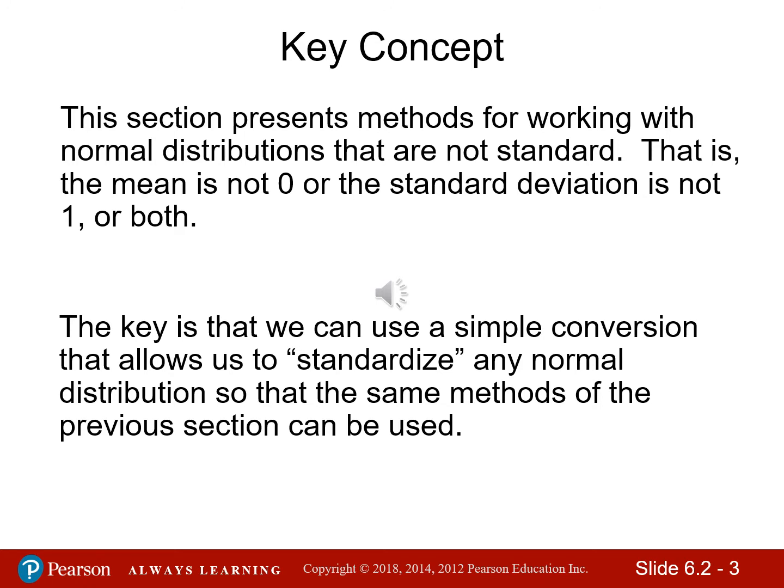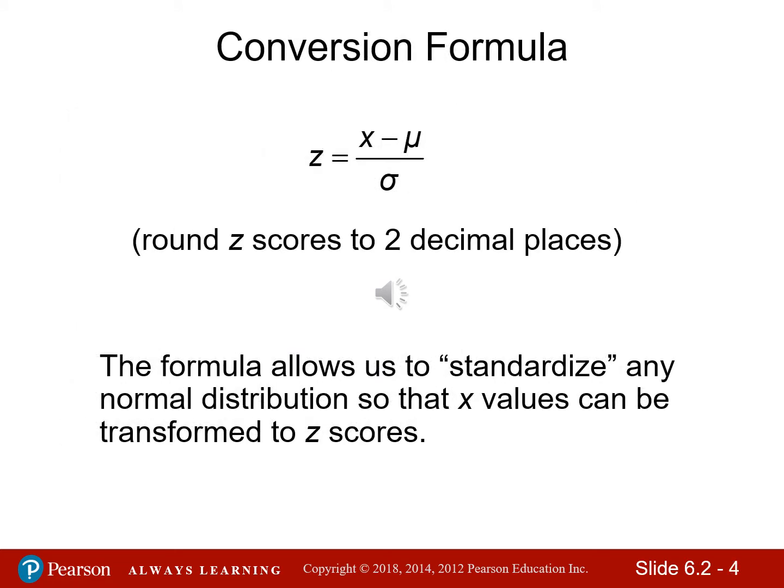The key is that we can use a simple conversion that allows us to standardize any normal distribution so that the same method of the previous section can be used. This formula is known as the conversion formula, and it allows us to standardize any normal distribution so that x values can be transformed into z-scores.